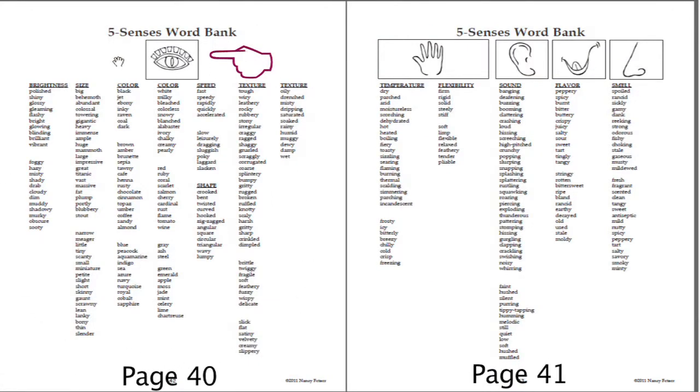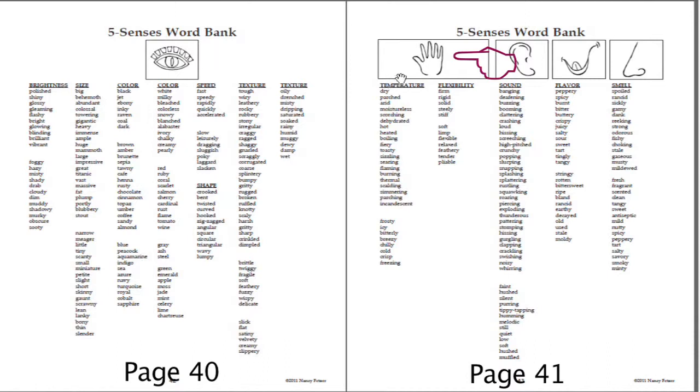This is the 5 senses of what something looks like. Notice we don't just have what something looks like, we have the brightness, size, color, speed, texture, shape. When you're describing what something looks like, these are the different characteristics that you would go to, and then you would find those description words.